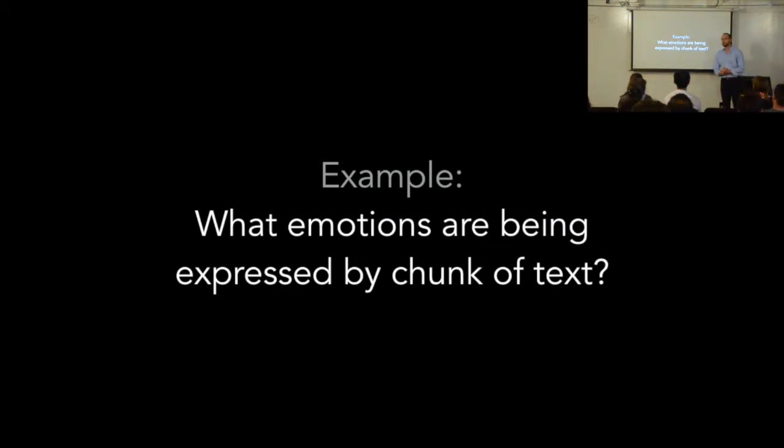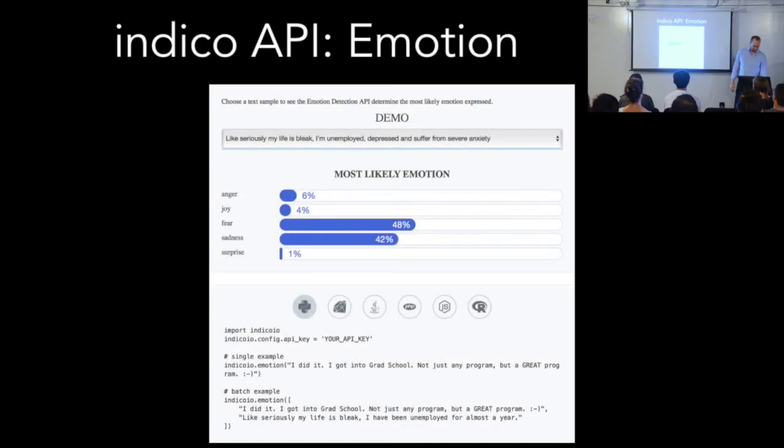Okay, next example, not sentiment analysis anymore. What if we want to look at a chunk of text and ask what emotions the person who wrote it was trying to convey? Instead of positive or negative, we have categories like anger, joy, fear, sadness, and surprise. Take this one: "Seriously, my life is bleak, I'm unemployed, depressed, and I suffer from severe anxiety." Is this person angry? Not really, but maybe there's some fear, and definitely sadness. You get a percentage for each of these categories. Cool.